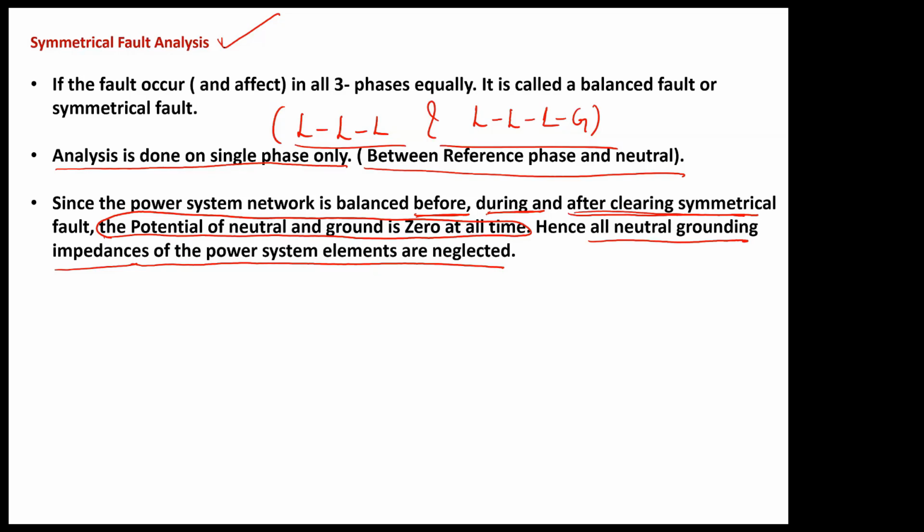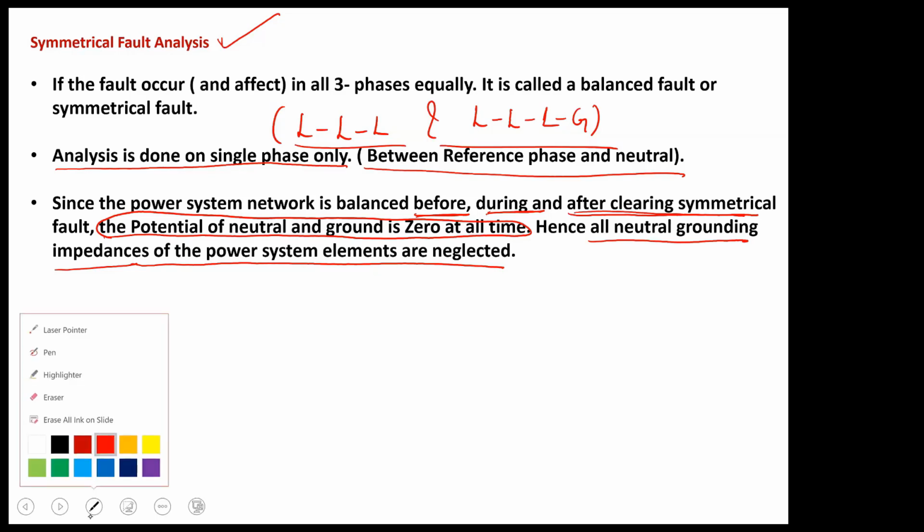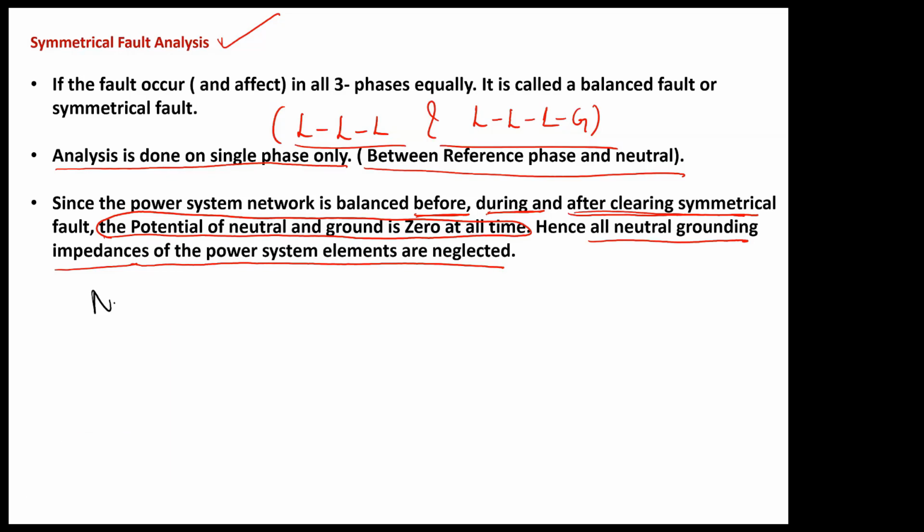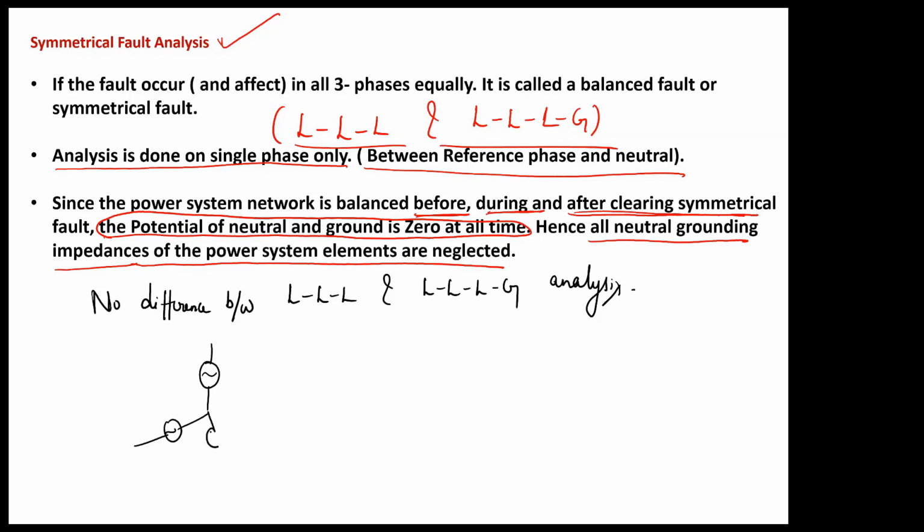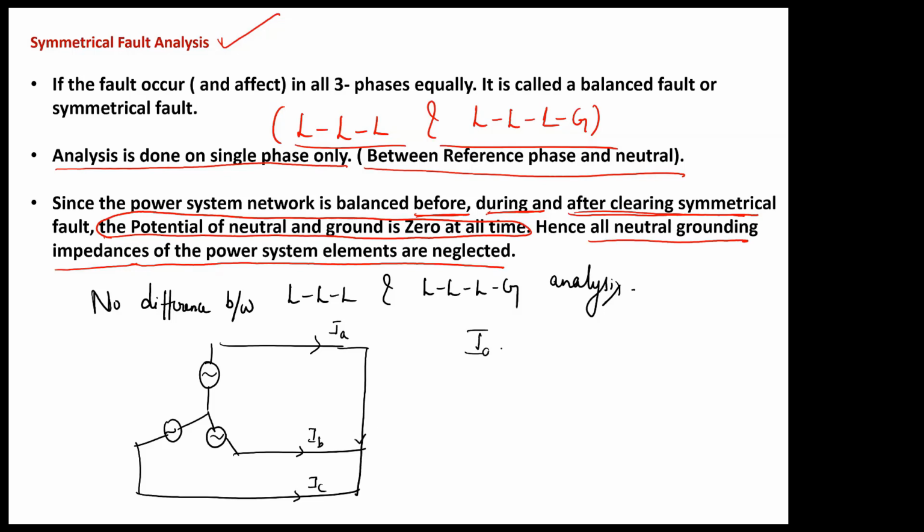Okay. One more point which I want to tell you is that there is no difference between triple L and triple LG fault analysis. Why? Because suppose you take the system, and the fault occurs here, this is IA, IB, IC. If all these fault currents are balanced, then the sum of all these balanced fault currents is how much? 0. The phasor sum becomes 0.